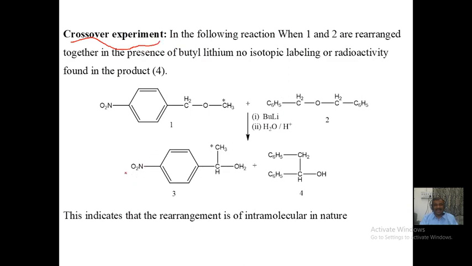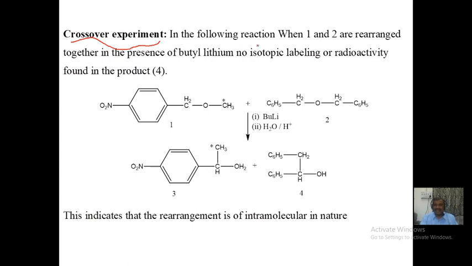Right, crossover means you are crossing your boundaries. So they thought that there is a possibility of this kind of cross connection, but at the end we will see what is happening actually. So let us try to understand what this crossover experiment is.